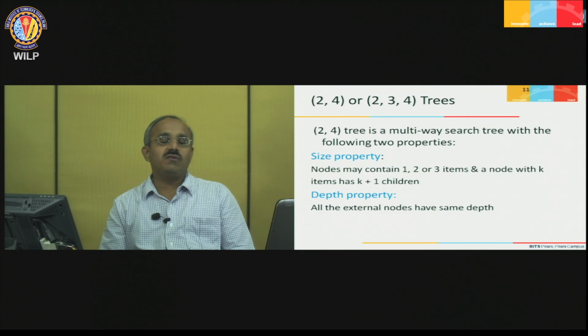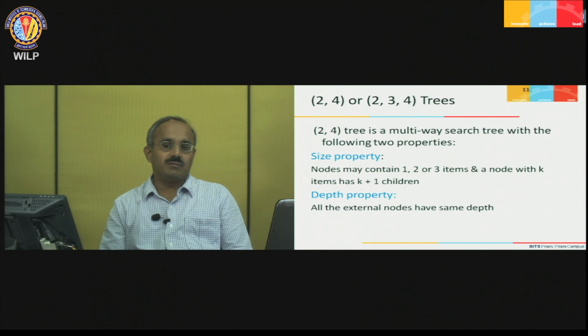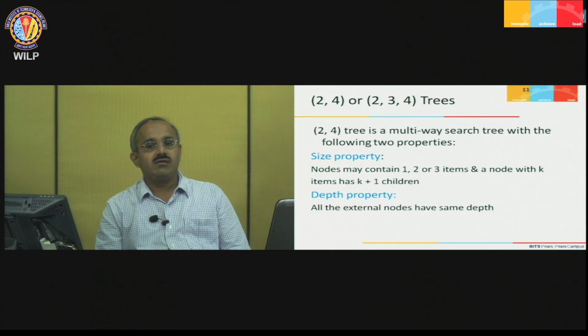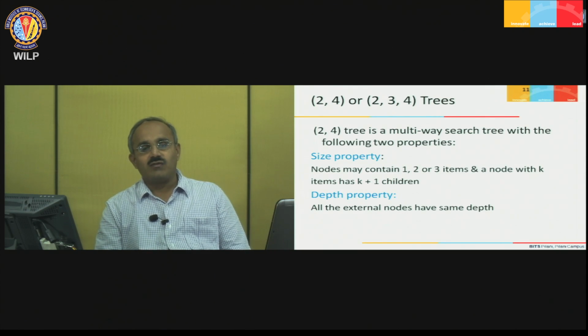Right? So, a 3 node means it can store at the most 3 keys, and along with that it has what is called a depth property. That is, all the external nodes have the same depth. Correct. So, a 2-4 tree is a multi-way tree with a size property which is determined by fixing up D, and an additional depth property which says that all the external nodes are going to have the same depth.